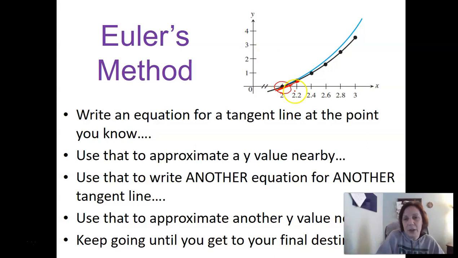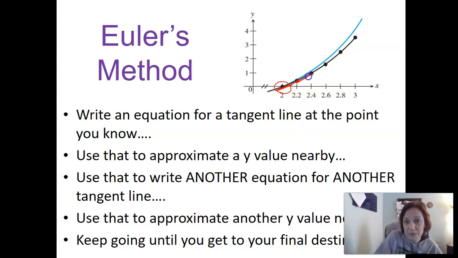So I'm going to say, okay, well, what if x was 2.2? What would my y value be? And what I get from my tangent line is a y value that's darn close to the real one. Right? And now I have a new point, right? I have the point 2.2 with a new y value. Now, is that point on the curve? No. But is it close to on the curve? Yes. So from my new point, I draw another tangent line.